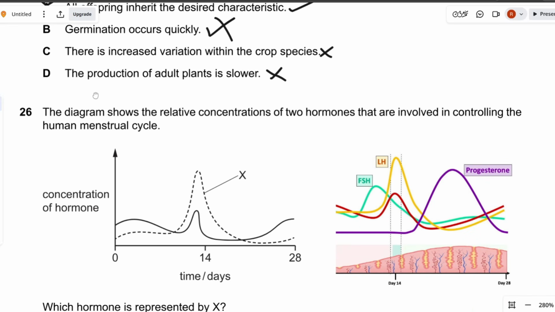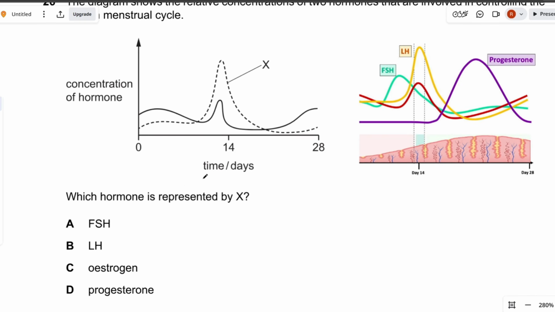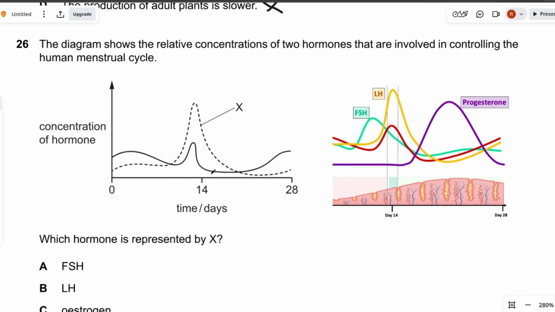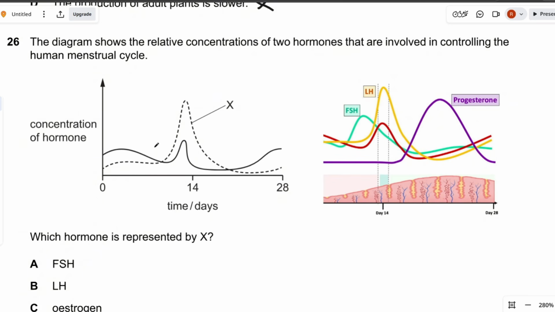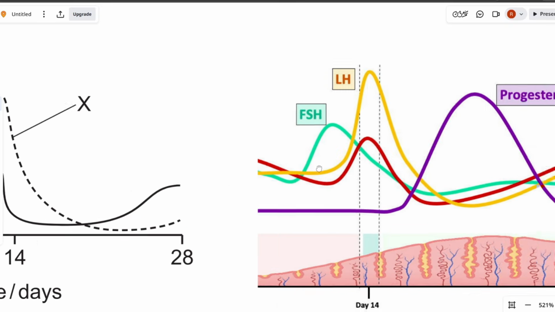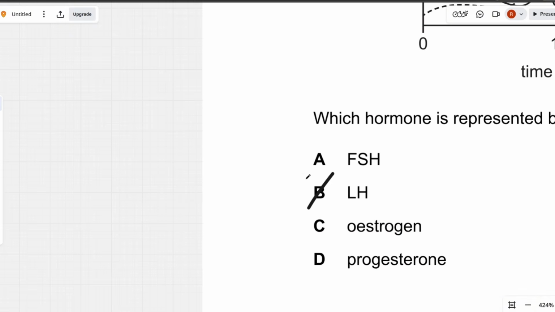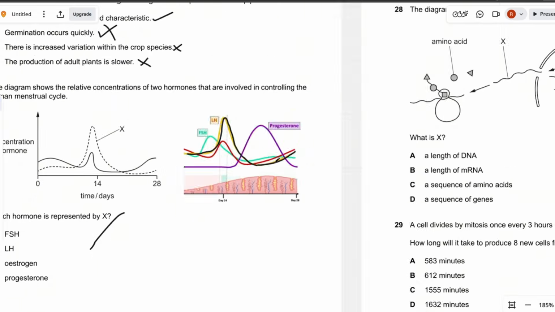The diagram shows the relative concentration of two hormones that are involved in controlling the human menstrual cycle. Which hormone is represented by X? They gave us on the x-axis the time in days, and on the y-axis the concentration of hormones. So we're studying the changes in the concentration of hormone as time increases. This is the menstrual cycle hormone graph, and if we look at our original graph, we'll see that the only hormone that peaks at around day 14 and reaches the highest maximum point as compared to every other hormone is LH. So the correct answer is LH.